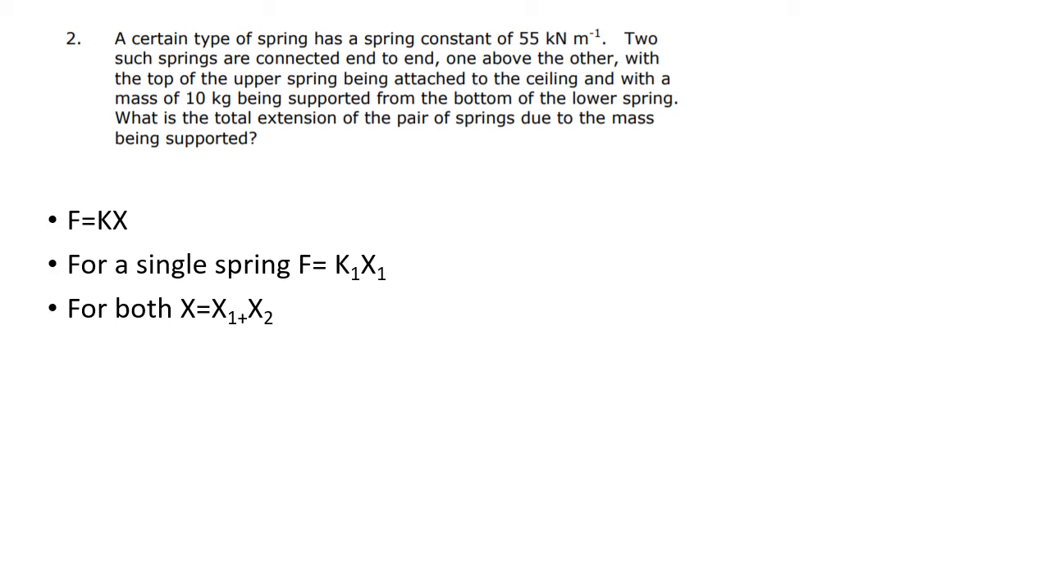So if you do F is equal to kx for the first spring and get a certain extension, you can just double that to account for the second spring. Or you could calculate them separately and say F is equal to k1 multiplied by x1, then F is equal to k1 multiplied by x2, and then say total x is equal to x1 plus x2. You might have a case where different springs have different spring constants, and in that case, it's better to do them separately and then add them together.